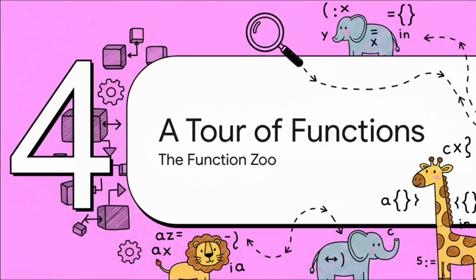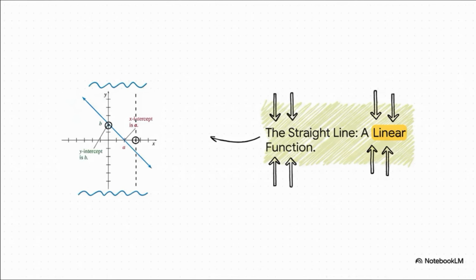Now for the fun part. Let's take a quick, rapid-fire tour through the function zoo and meet some of the common characters you'll run into out there. First up, we've got the linear function. Its graph is just a plain old straight line, and it represents a constant, steady rate of change. Think about a taxi fare. You pay a flat fee to get in, and then the cost just goes up steadily the farther you go. It's simple, it's predictable, and it for sure passes the vertical line test.